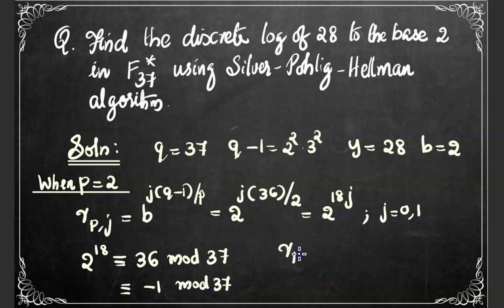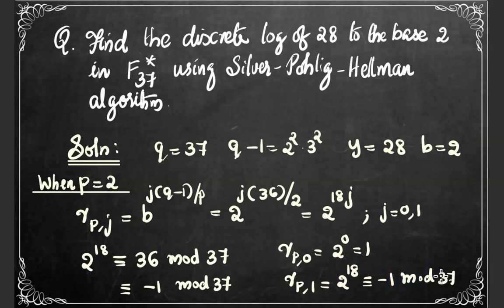Now r_20 will be 2 raised to 0, and that will be equal to 1, and r_21 is equal to 2 raised to 18, and we have found out that it is congruent to minus 1 modulo 37.